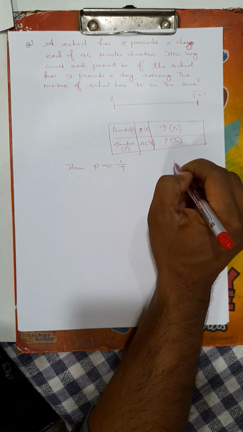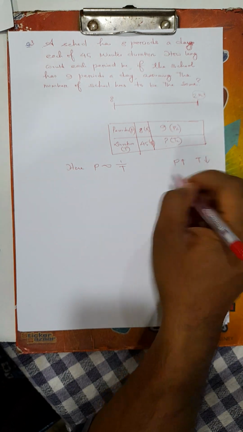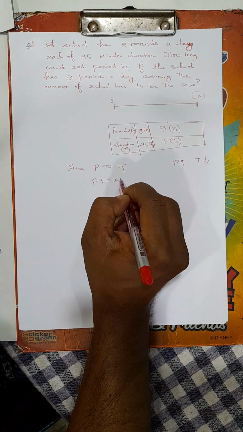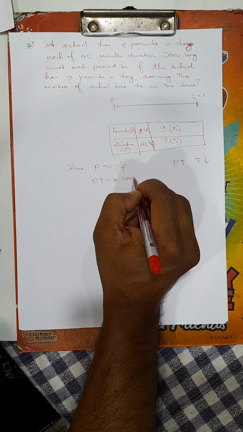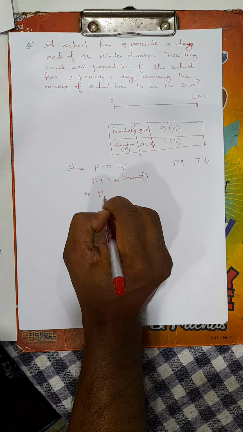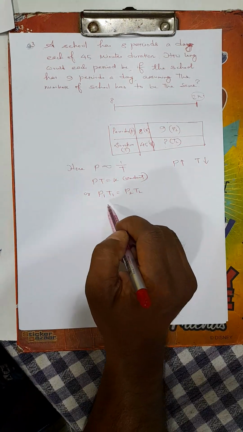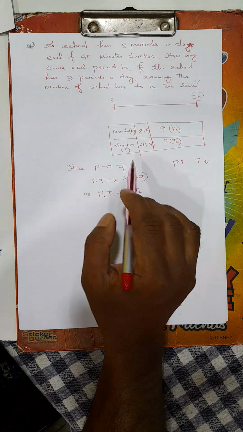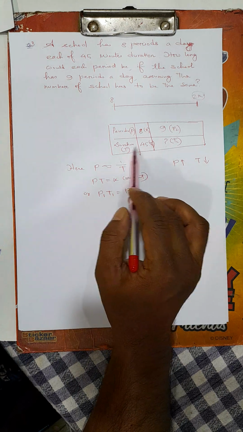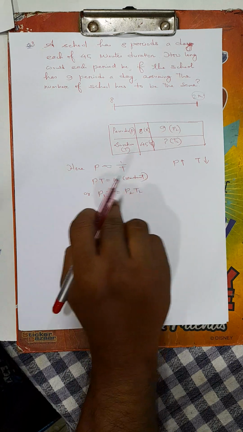So when P is increasing, T is decreasing. They are inversely proportional. Or you can say PT equal to K constant, inversely proportional. Or you can say P1 T1 equal to P2 T2. P1, P2, these are values of the variable P. T1 and T2, these are the values of the variable T. So since they are inversely proportional, so their product will remain the same.